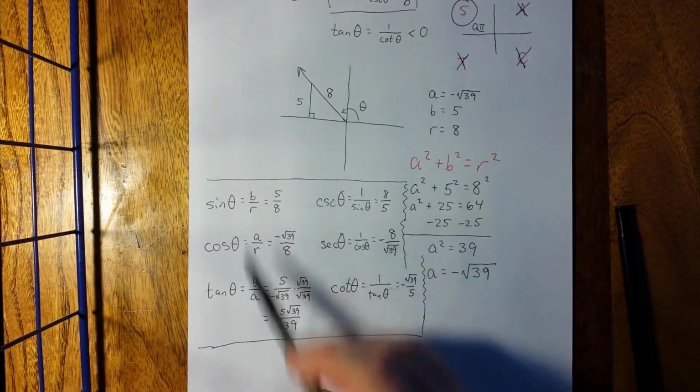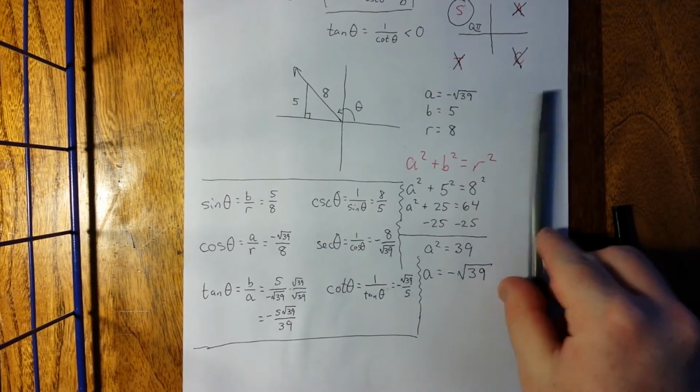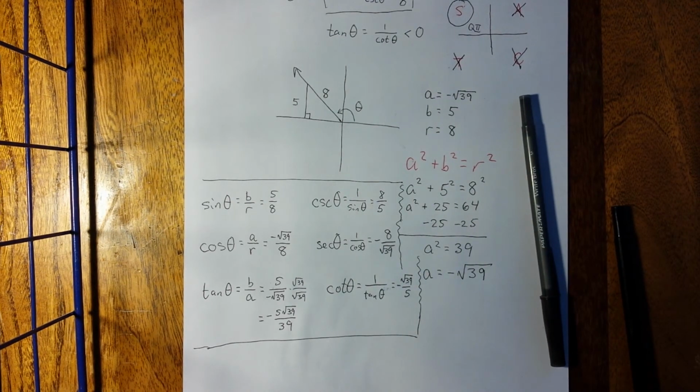Once you have a, b, and r, calculating your 6 trigonometric ratios is simply a matter of do you know the formulas? So I hope this was of assistance to you, and I'll see you for the next tutorial.